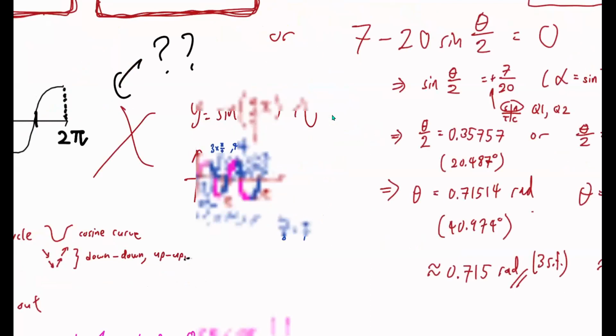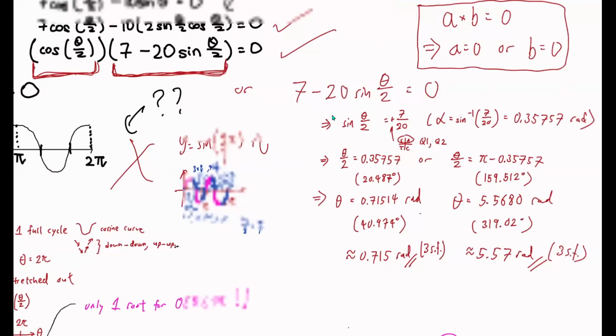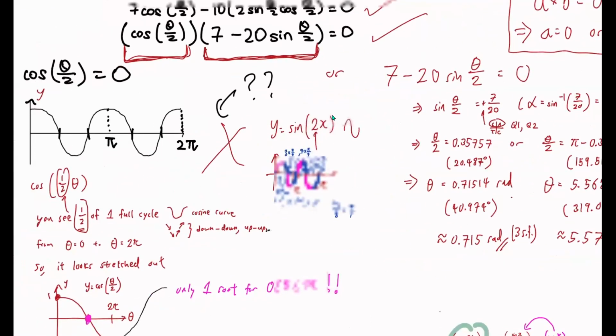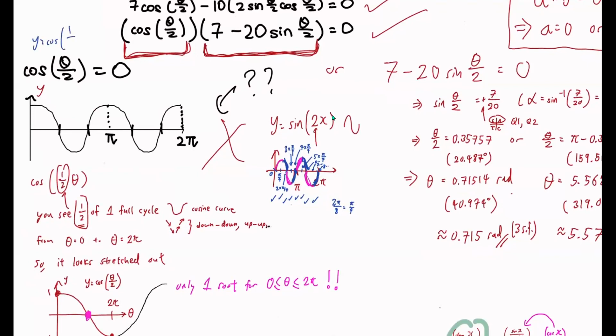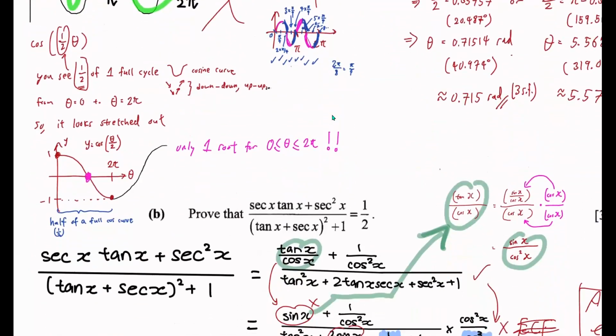But now, here when you have cosine theta over 2, it's really just y equals cosine of half of theta. I just changed the x to theta. When you have half, how many copies of the full cosine curve, down, down, up, up, will you get to see from 0 to 2 pi? Half only. Here you interpreted wrongly. You thought it was 2 of them. It's actually only half. So I drew it for you already ahead of time, like this.